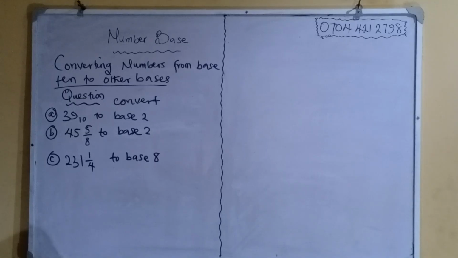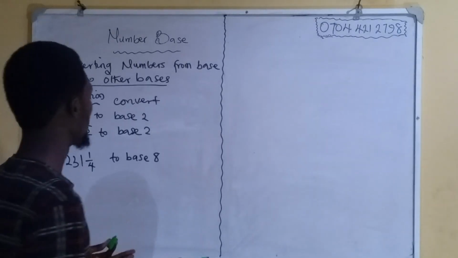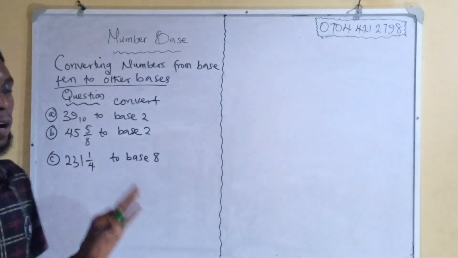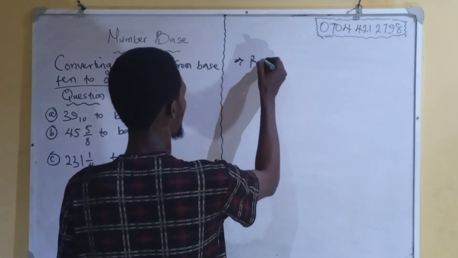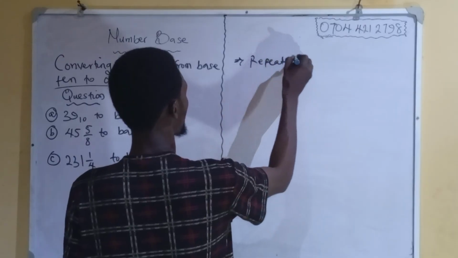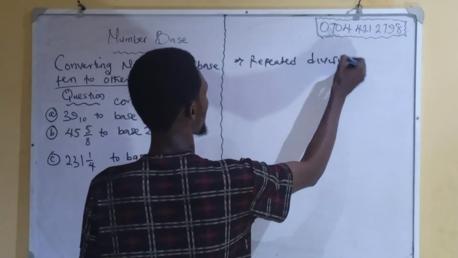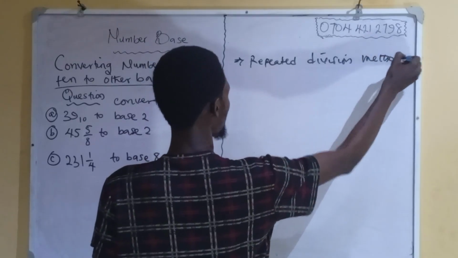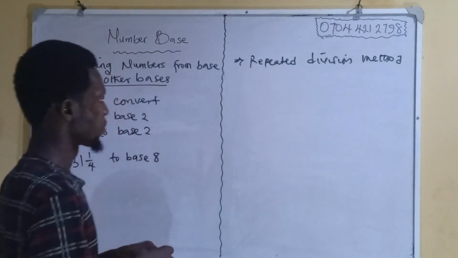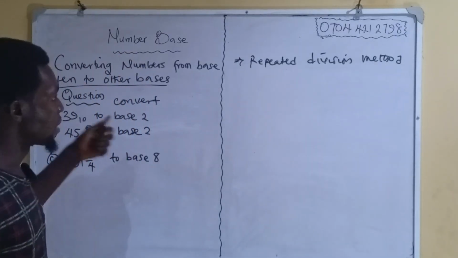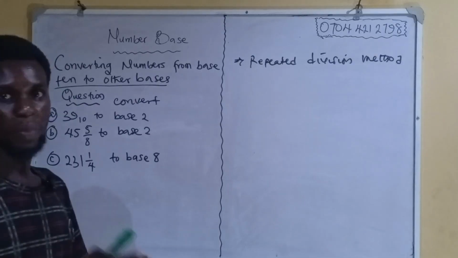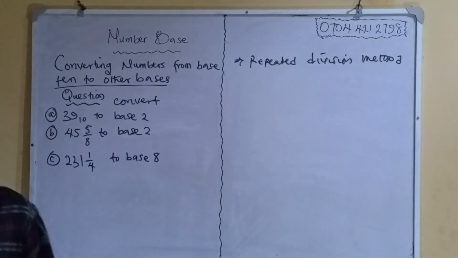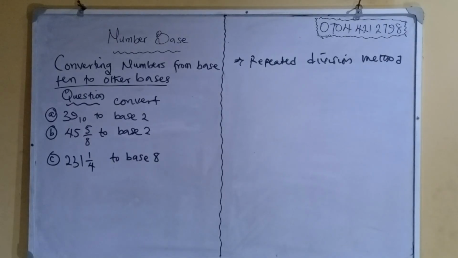To convert numbers from base 10 to other bases, each time you're asked to do so, this is the method you use. You will use the repeated division method. What you do is that you divide the base 10 number by the required base number.